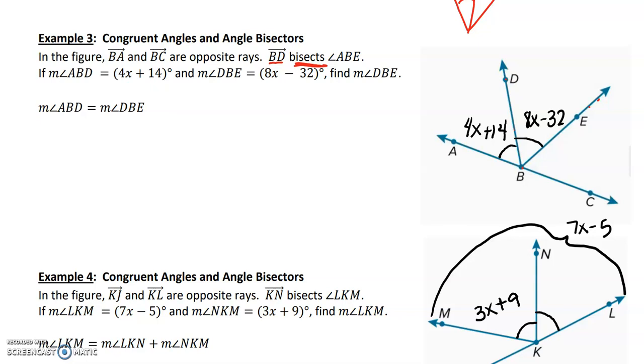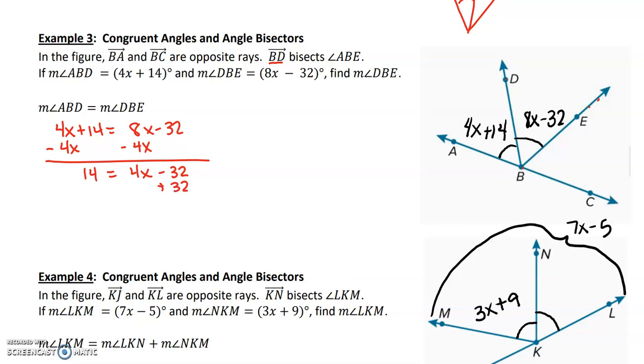So we don't have a total, but we know the left and the right are the same, so we set them equal. So we're going to put our 4x plus 14 equal to 8x minus 32 and solve. 14 is equal to 4x minus 32, and then we solve by adding 32 to both sides. And we are going to get a decimal when we divide by 4, but it's not too bad.